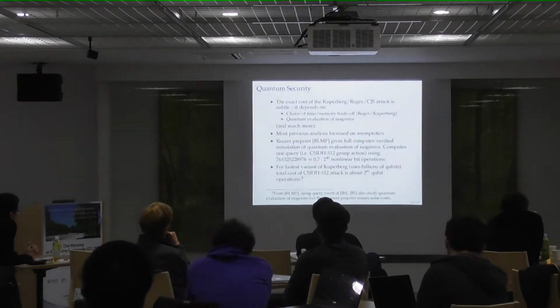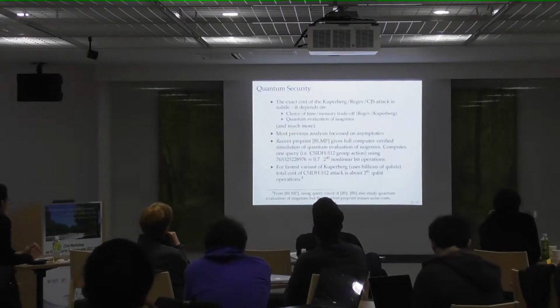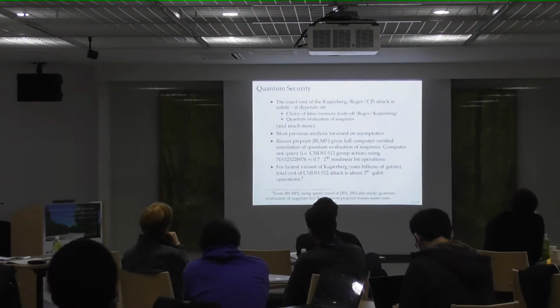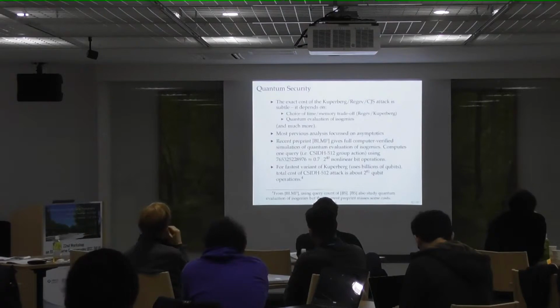That tells us that, taking the absolute fastest variant of Kuperberg, remember that was a sub-exponential number of qubits, and that turns out to be billions. The total cost of the attack is about 2 to the 81 qubit operations, as Dan mentioned yesterday already. So that gives us at least some confidence in the quantum security, as far as we can be confident about these things.